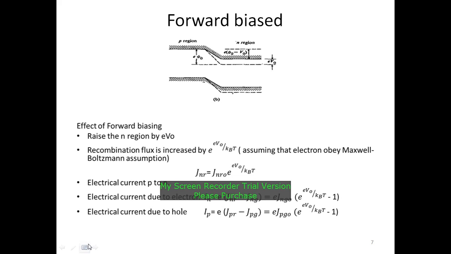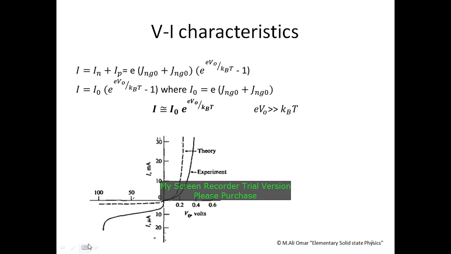and the electrical current due to the electron flow, which I denoted by IN, will be the difference of the two fluxes, and the electrical current due to the hole will be the difference between those two fluxes. And we can substitute these numbers and factor out the common one, and we get like this. And the total current will be the summation of IN, the current due to the electron, and the current due to the hole. So if we substitute this and simplify, we get that the total current equals I0 times the exponential function.